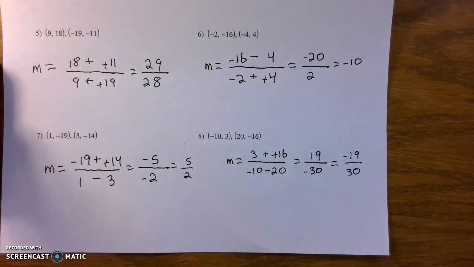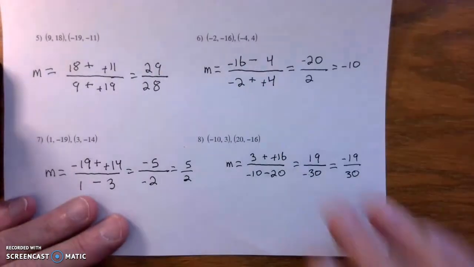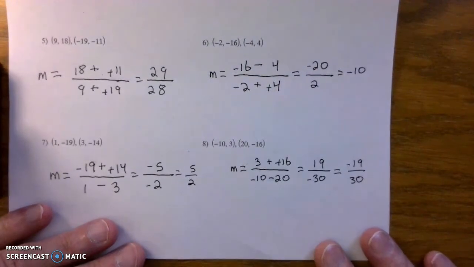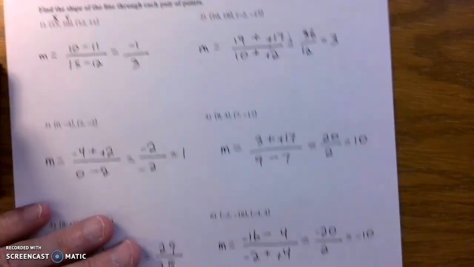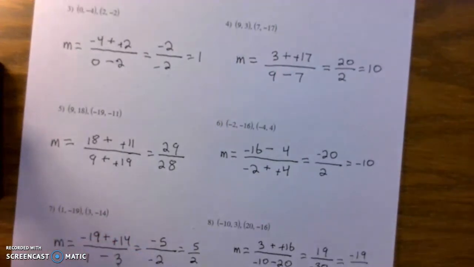Okay, guys, the exit ticket is like that. There are 8 problems where you just calculate the slope given 2 points. All right, so go ahead and do the exit ticket now, okay?